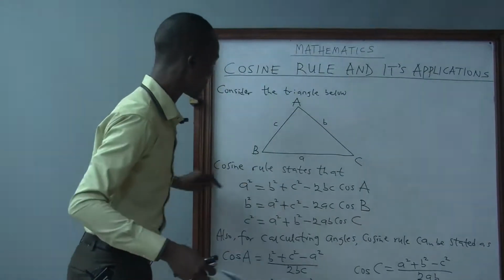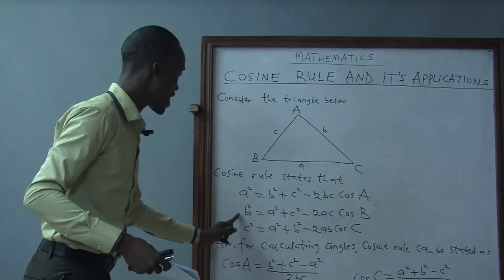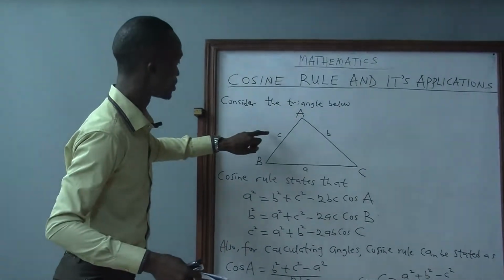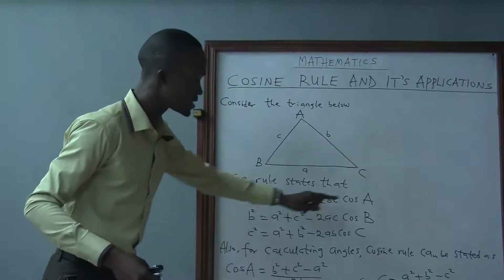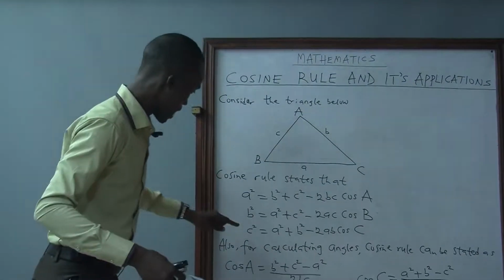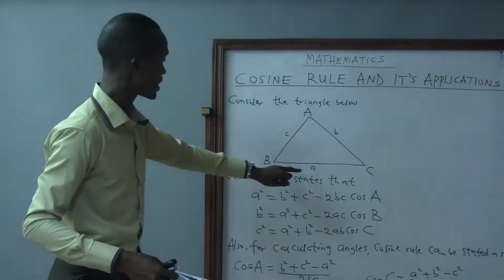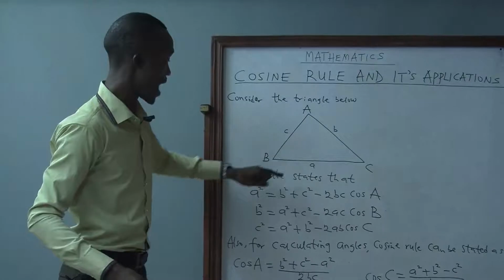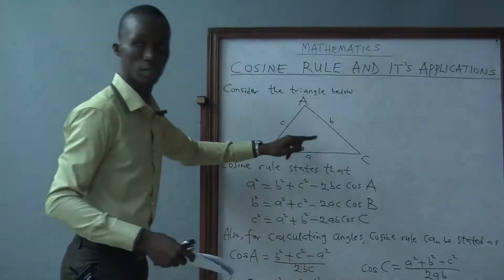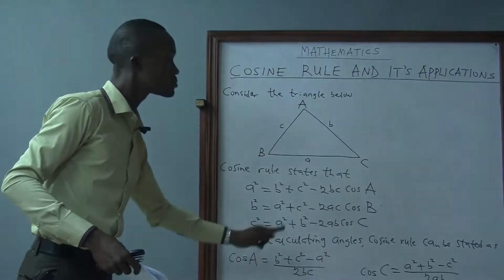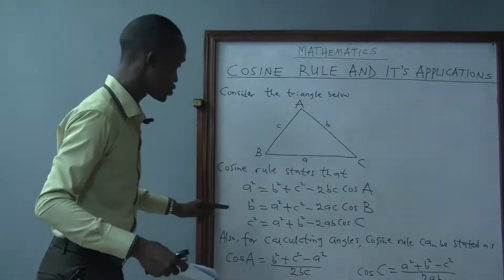This one is in terms of A. It can also be stated as b square equals a square plus c square minus 2AC cos B, and this is stated in terms of B. And we have the third one stated in terms of C as c square equals a square plus b square minus 2AB, the product of these two, cos C. So that's the three that we have. The first one being in terms of A, second one in terms of B, and third one in terms of C.